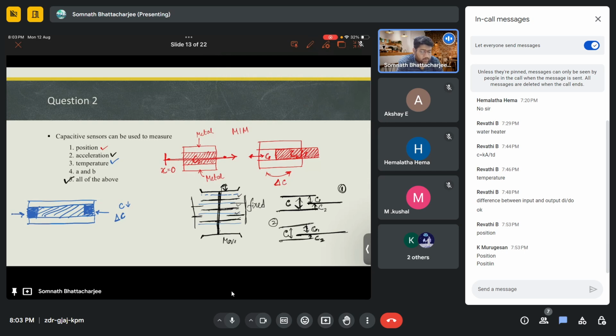So this is it. The answer is all of the above. A capacitive sensor can be used for position sensing, a capacitive sensor can be used for acceleration measurement, and a capacitive sensor can be used to measure temperatures as well.